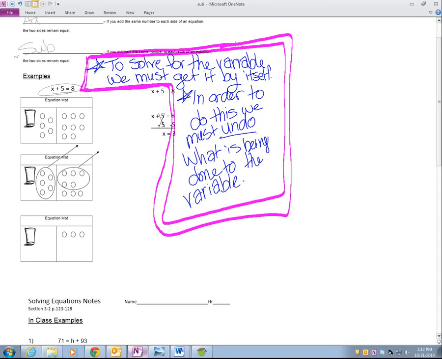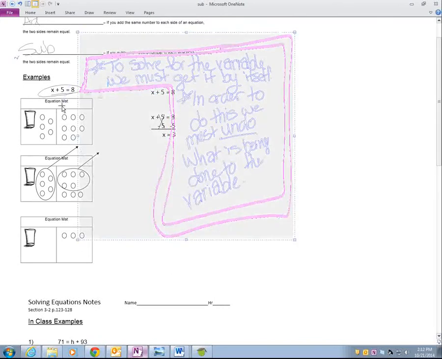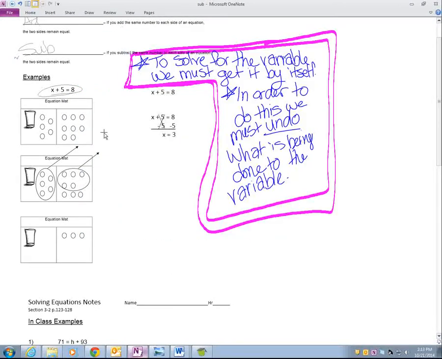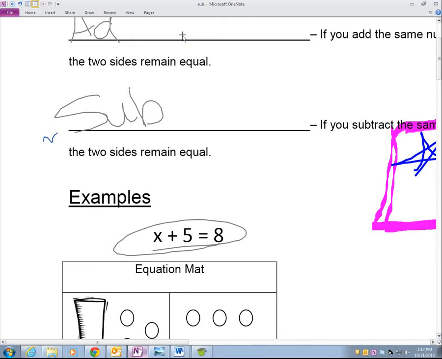To solve for the variable, we must get it by itself. In order to do this, we must undo what is being done to the variable. What is done to the variable? What is being done? Sorry, because it's a progressive, being done.